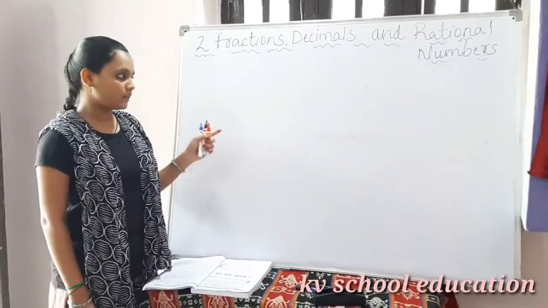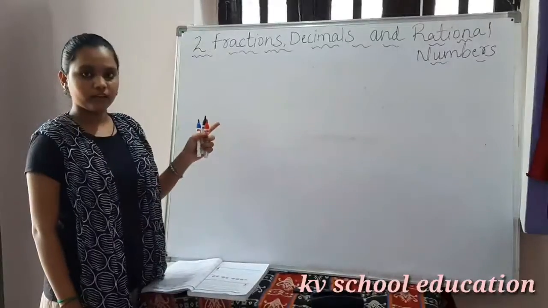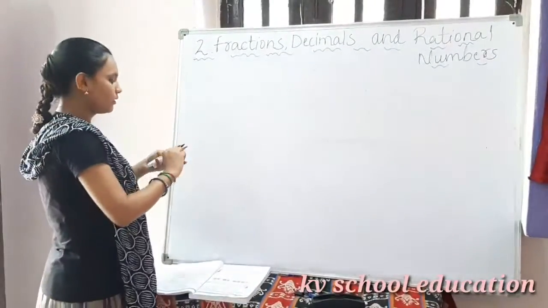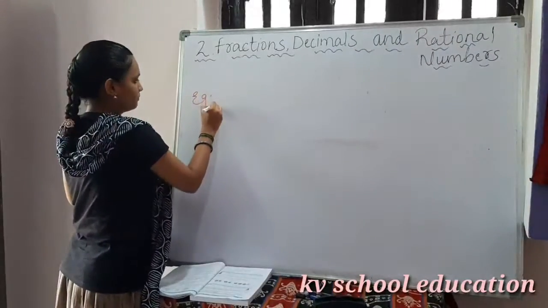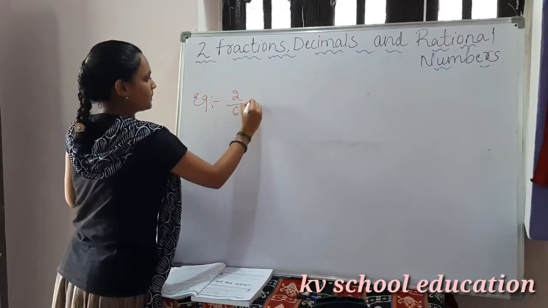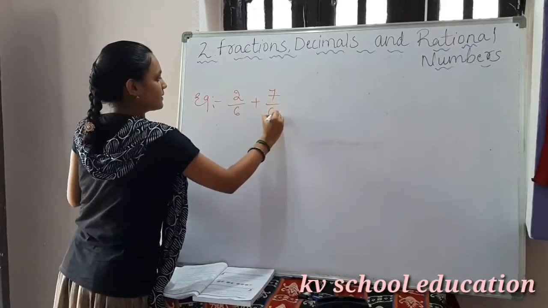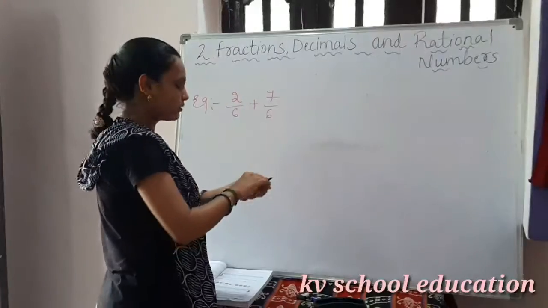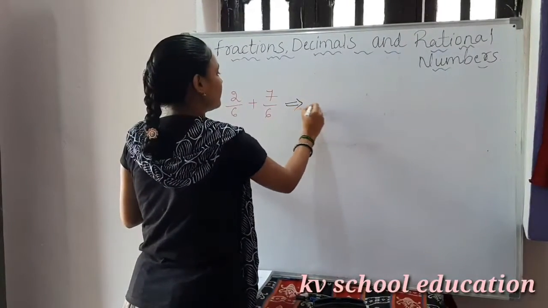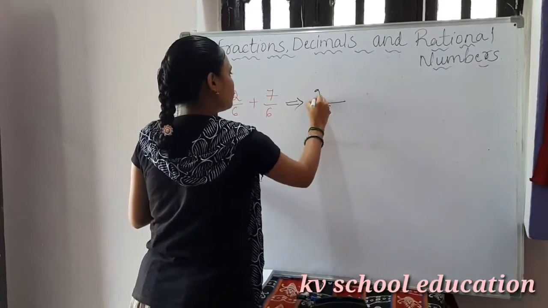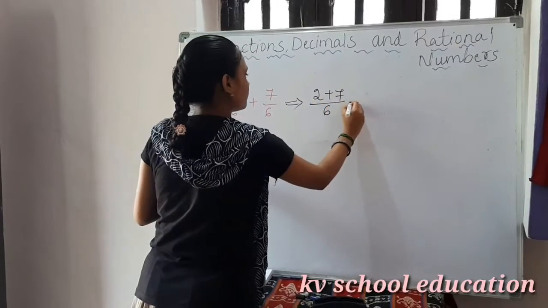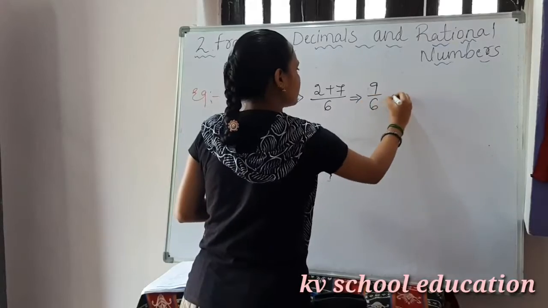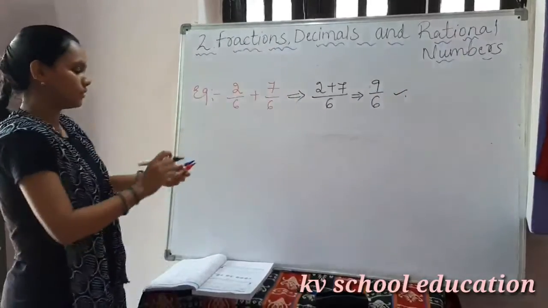So this is addition of a fraction and a whole number. Now directly we will take fractions: 2 by 6 plus 7 by 6. These are both like fractions, since 6 and 6 are the same. So directly we can take the denominator 6 and add 2 plus 7, which is 9 by 6. So this is the addition method.